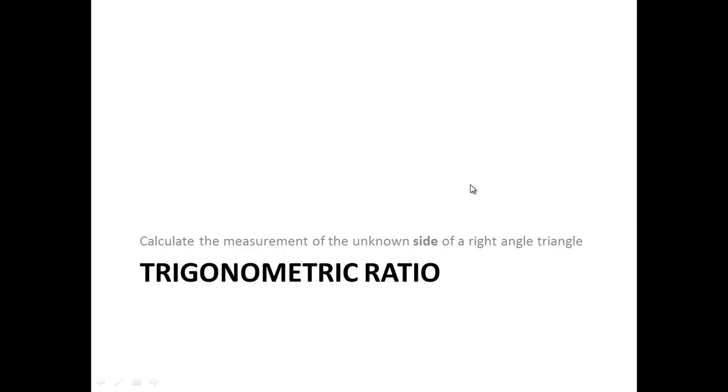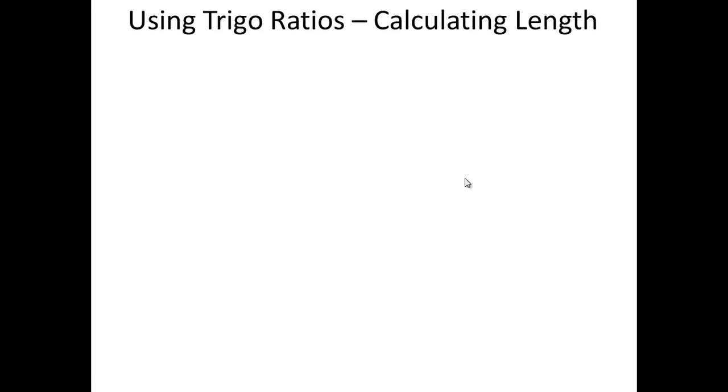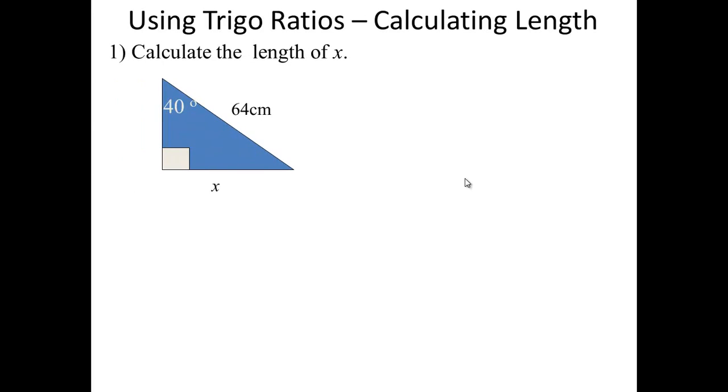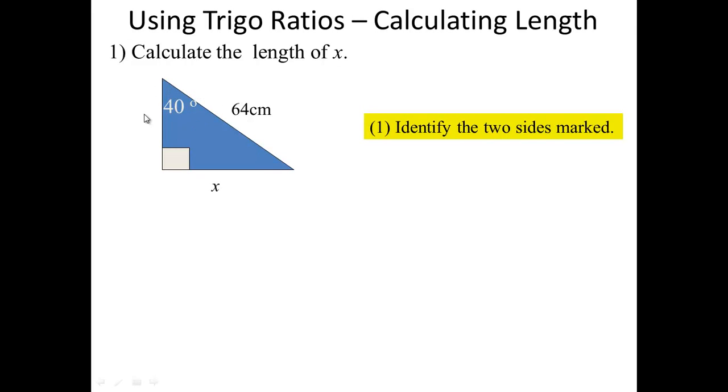So we're going to show you the steps in finding the unknown side of a right angle triangle. In this question, we are to find the length of x. The first thing we need to do is to determine the two sides marked. With reference to 40 degrees, the length of x is opposite to 40 degrees. 64 centimeter is the hypotenuse because it is the length opposite the right angle.